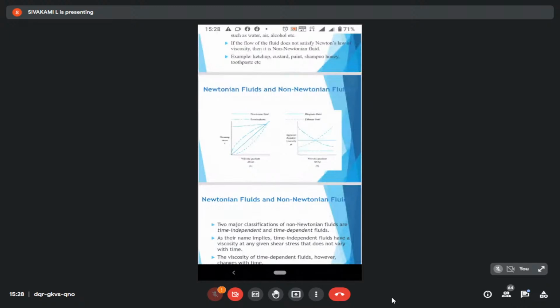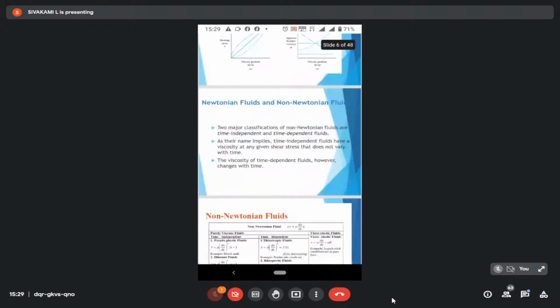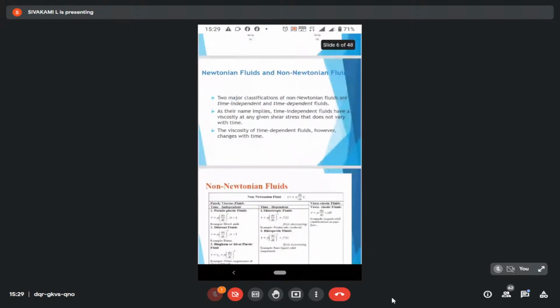Let us see what is Bingham fluid and dilatant fluid. Okay, let us see. The two major classifications of non-Newtonian fluids are the time-independent and time-dependent fluids. As the name implies, the time-independent fluids have a viscosity at any given shear stress that does not vary with the time. The viscosity of time-dependent fluids, however, changes with the time.